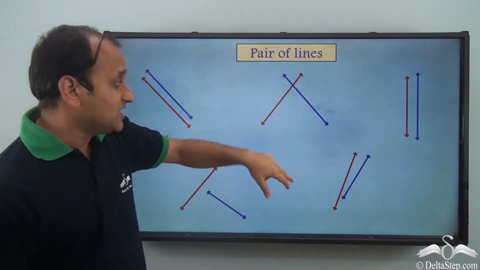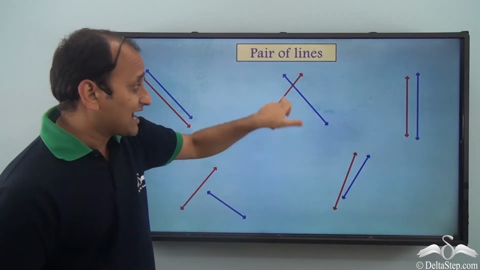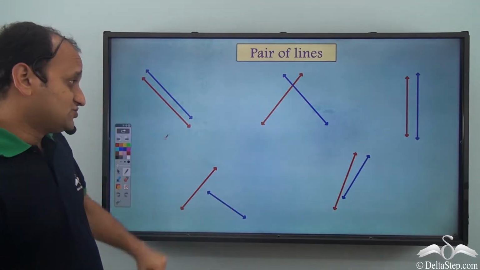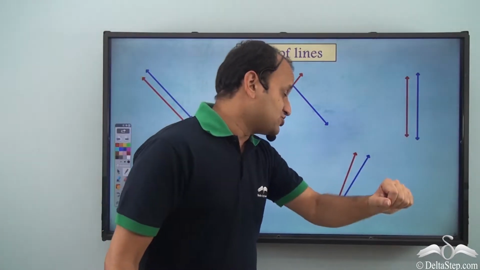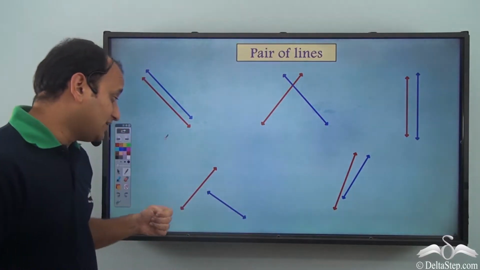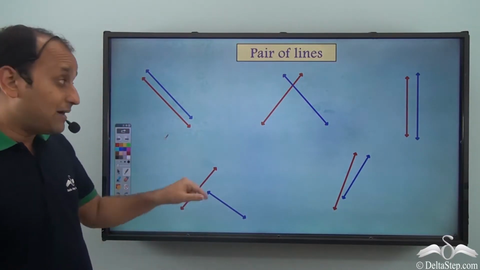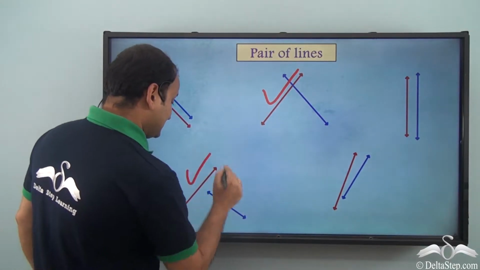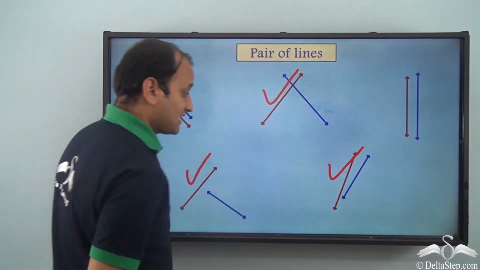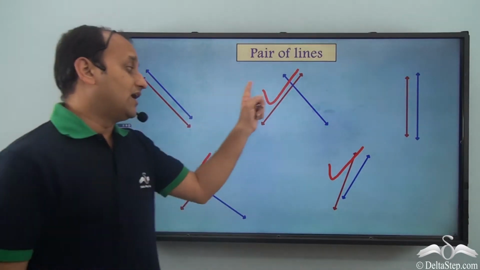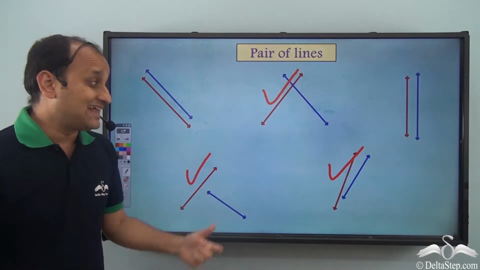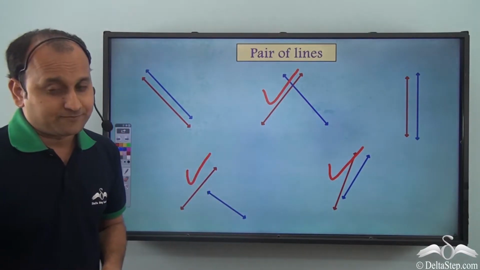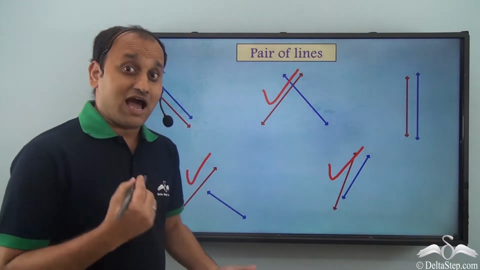Well, as you can see, these two lines actually meet at a common point, while these two don't, even these two don't, and these two don't. But if I say that this and this have common properties, that is, all the three meet at a common point. Well, you will ask how?